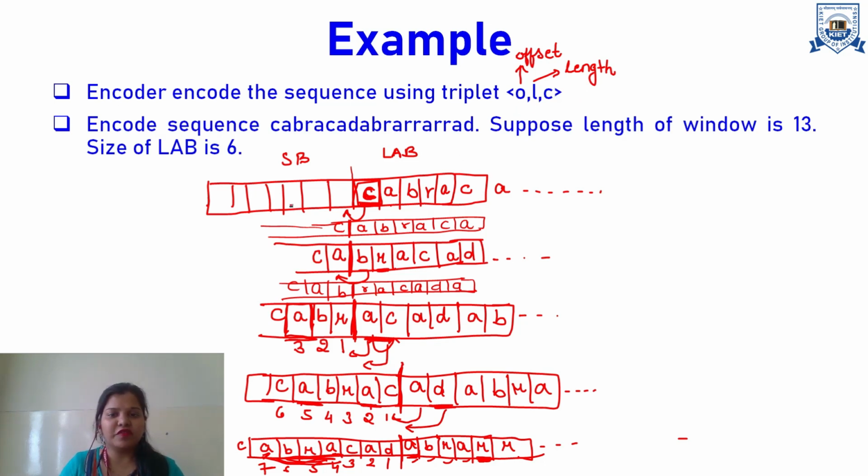This is our window, so we will see an example. We want to encode this message. It is given in the question that the length of the window is 13 and the length of the look ahead buffer is 6.